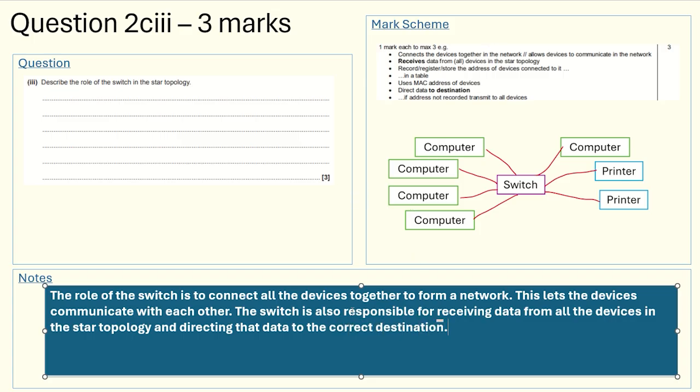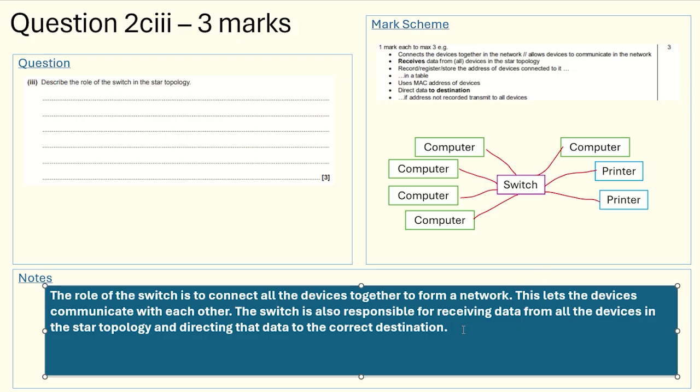Okay, so we've got 3 points in there. We've got the role of the switch is to connect the devices together, which is mark point 1 up here, that lets the devices communicate with each other. The switch is responsible for receiving data, which is mark point 2, and then directing that data to the correct destination, which is down here at mark point 6.